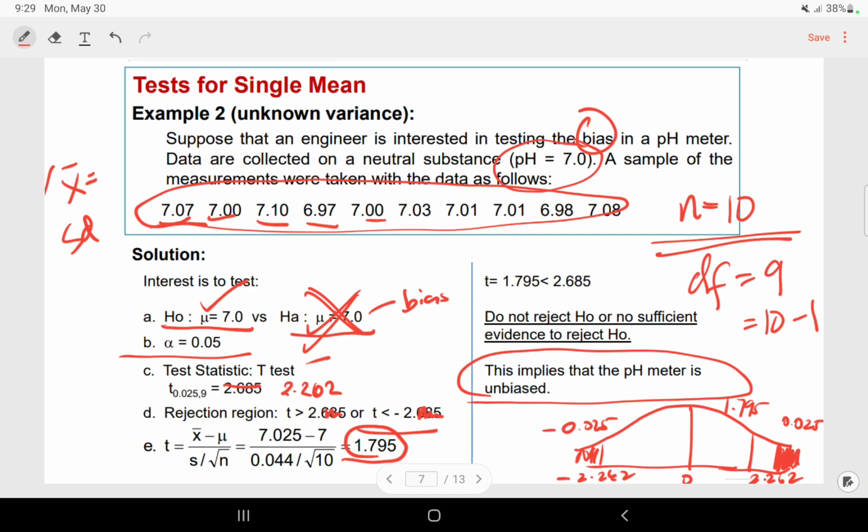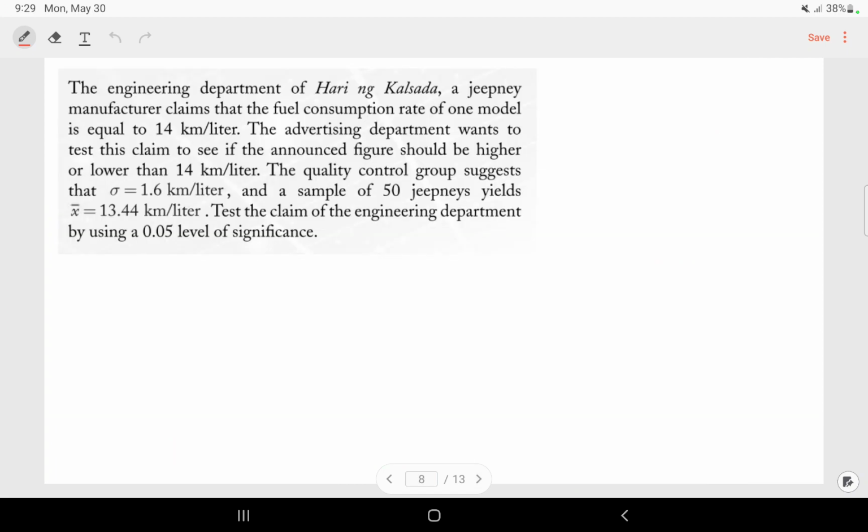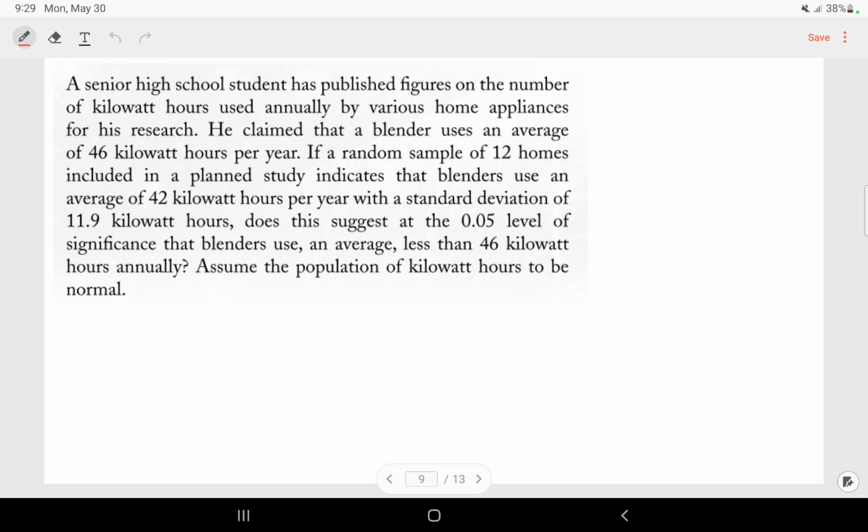So I have here two activities for you to be submitted in your Google Classroom. So we have our first activity, screenshot and follow the steps, and then the second one. So I hope you get to understand our discussion for today.